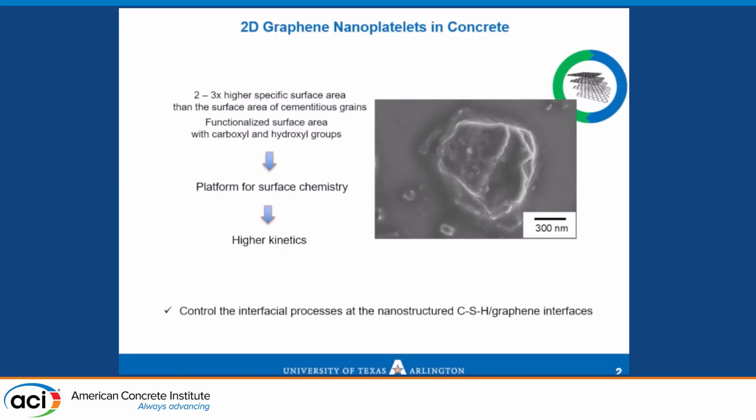A common issue in research for all nanomaterials, but specifically for 2D nanomaterials, is how we will control the interfacial properties of the interfaces between the cement hydration products, calcium silicate hydrates, and the graphene layers.